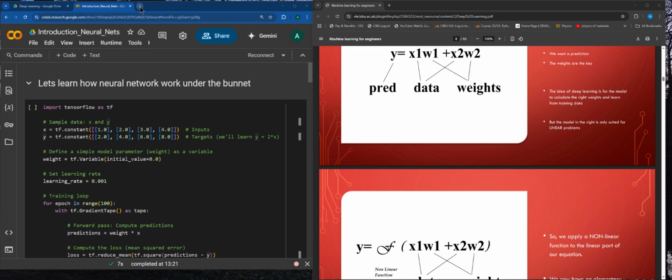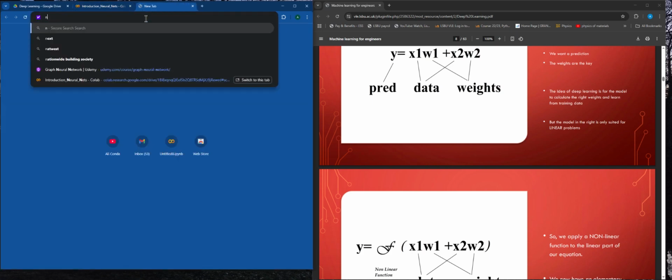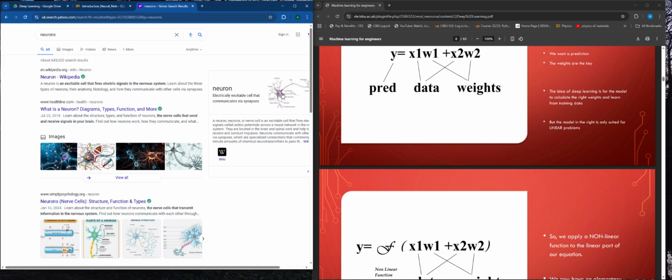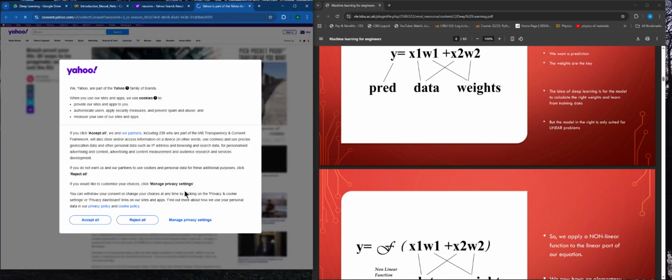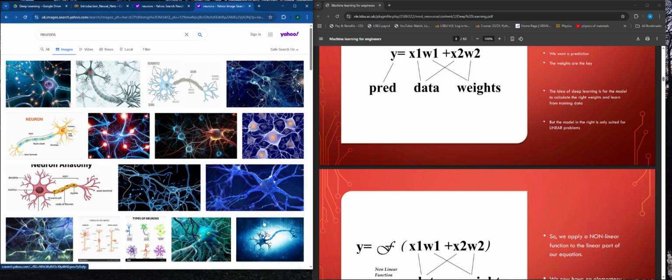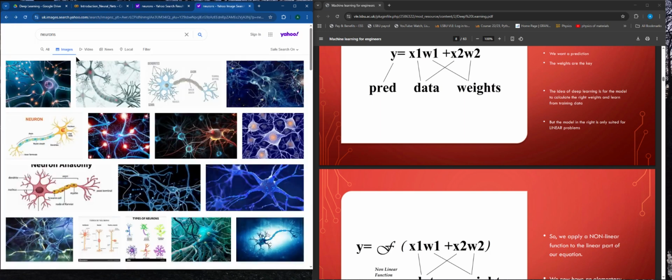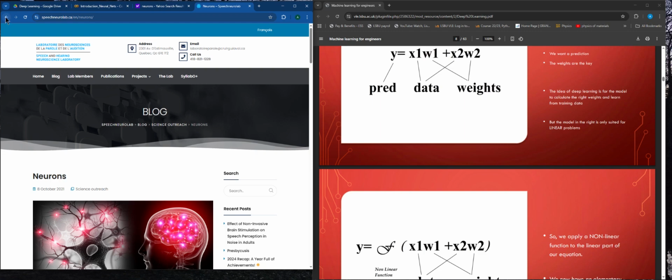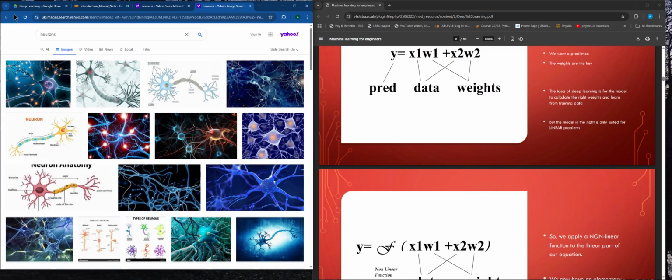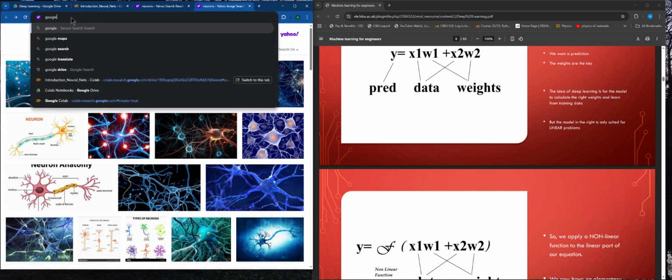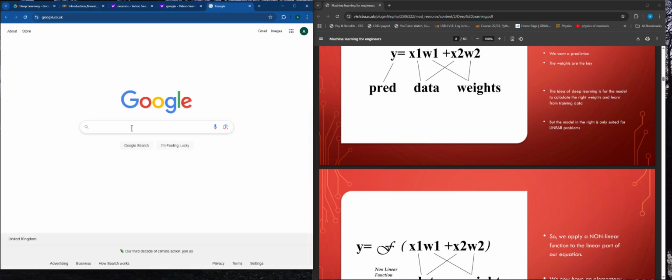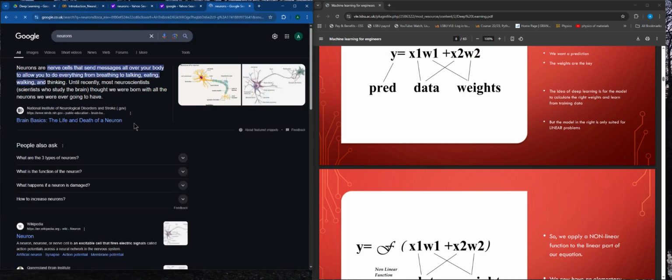Let me quickly search for neurons. So that's a neuron, guys. Why is that coming out? It's not bringing images for me. Can we look at that? That's why I hate this Yahoo. I don't know why it went to Yahoo. Go away, Yahoo.